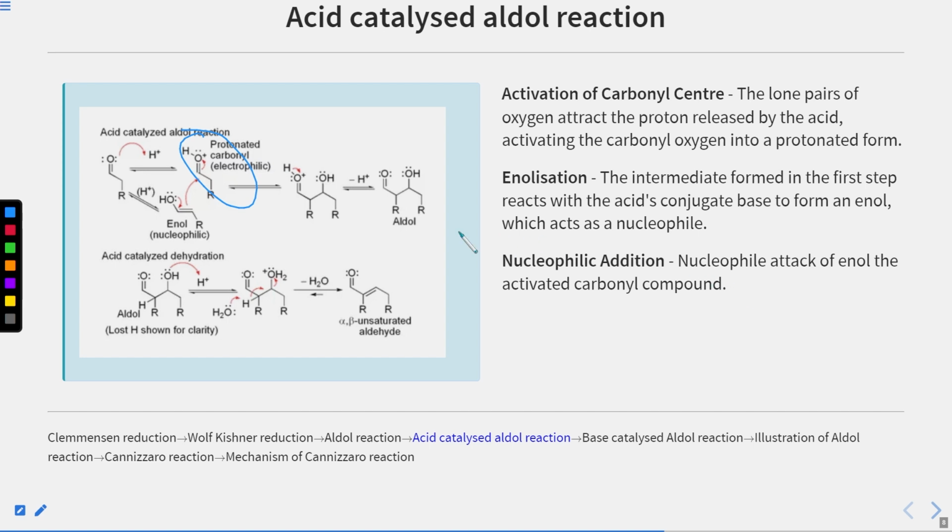That would result in this kind of thing, because after the migration of the lone pair through this bond, it has created a positive charge on oxygen. Clear? Now, since this is an acid catalyzed reaction, the acid will be regenerated after the reaction. So this H plus is further removed in the last step.